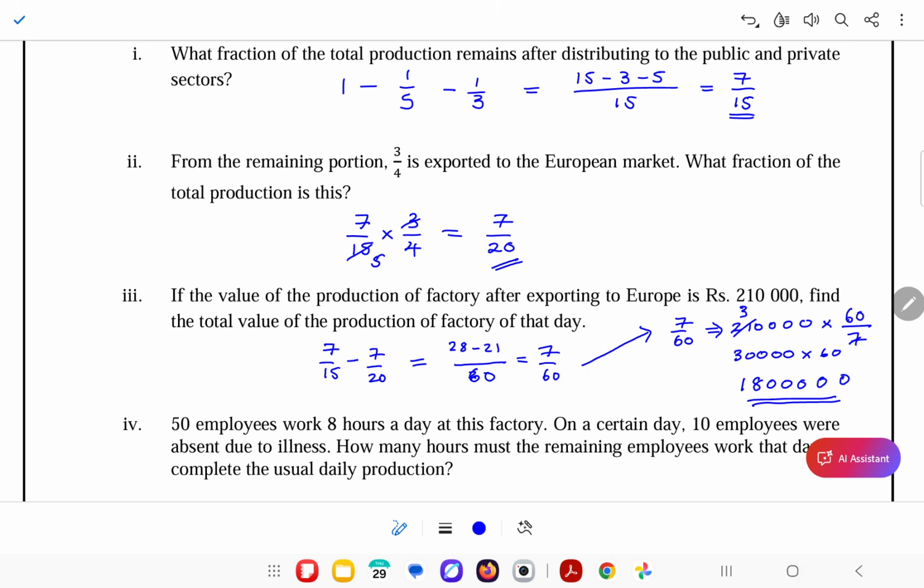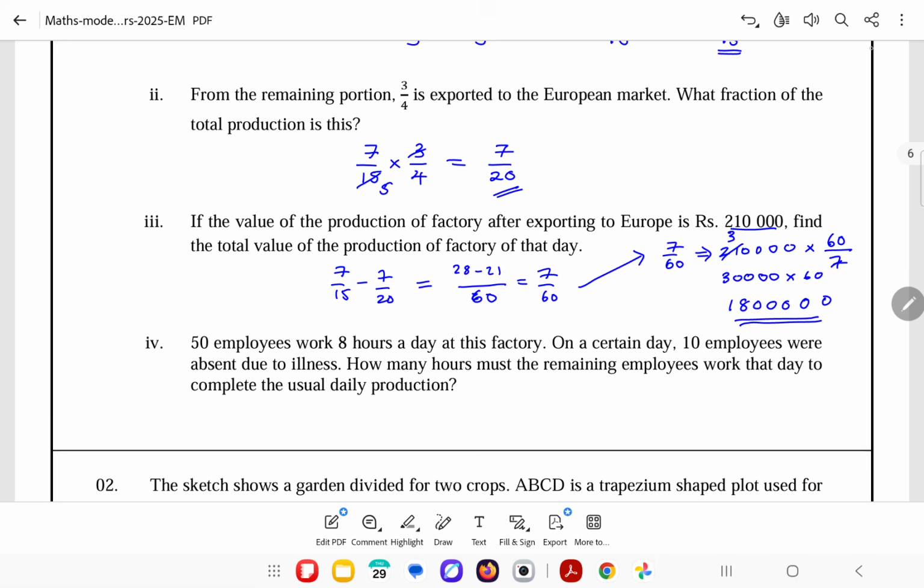So we had to use parts 1 and 2. After exporting to public and private, 7 over 15 is left. Then you export to Europe this amount. So the total left is 7 over 15 minus 7 over 20, which is, when you simplify to a fraction, 7 over 60, that is equal to 210,000. So to get the total value, you do what? Multiply by 60 and divide by 7. So which will give you what, 1.8 million.